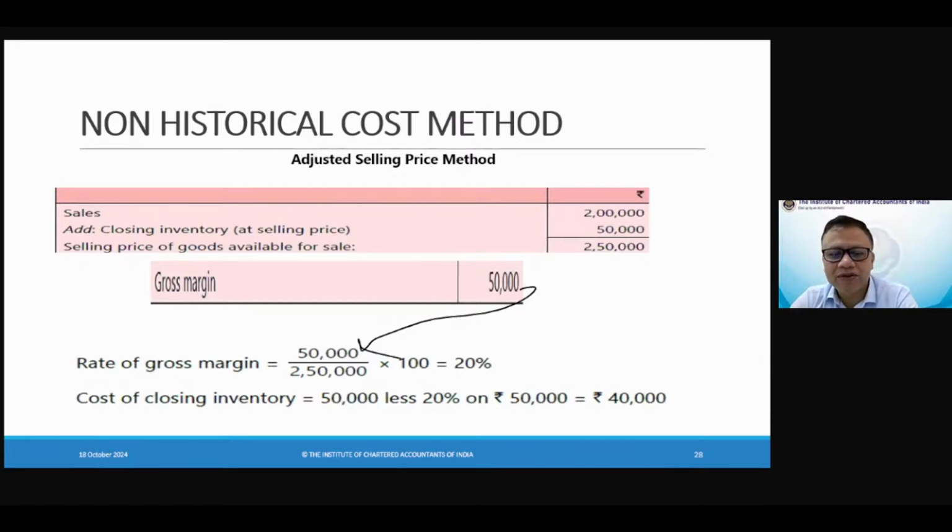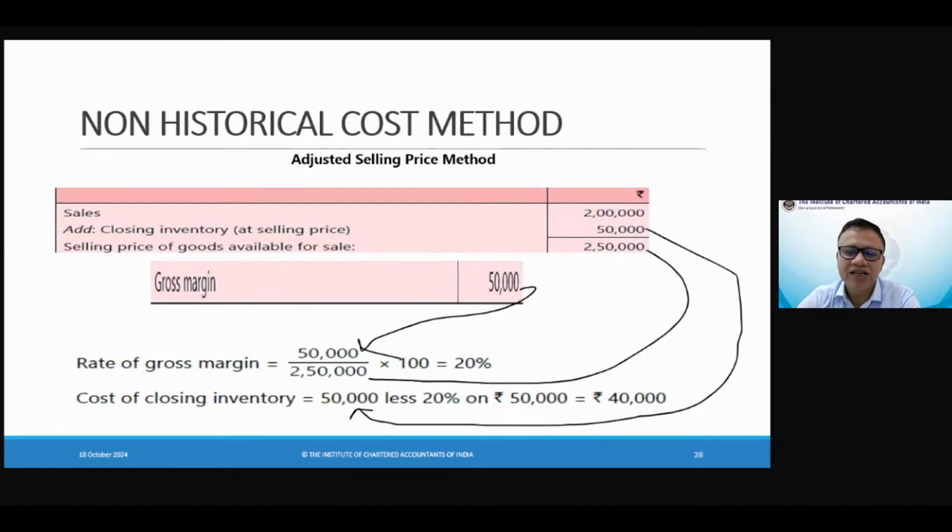Now when I get 20%, what is my cost of the closing inventory? The closing inventory cost is actually 50,000 less 20% on 50,000, that is 40,000. So once I got the rate of gross margin, I could find the cost of the closing inventory. If there is any doubt here, please ask me.